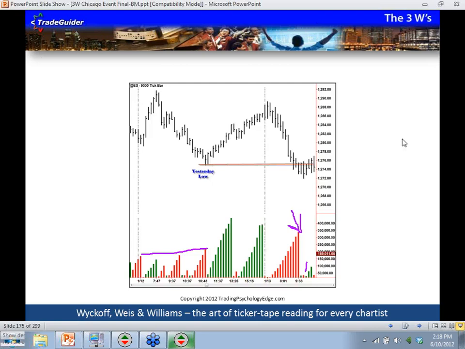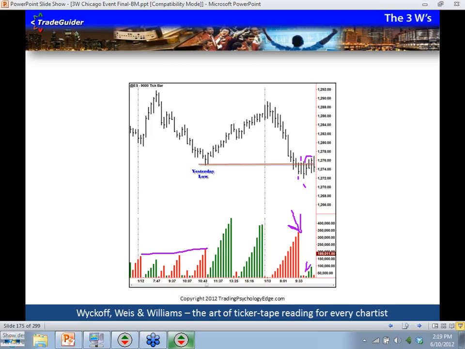Right. Let's take a look at this. We come down here, we start to see a little narrowing of the spread, and this bar tries to rally up, but it can't get up above yesterday's low, can it? The next bar, unable to rally above yesterday's low, comes back down.